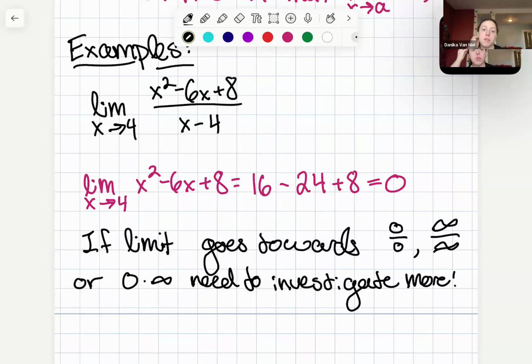So whenever we get something like 0 over 0, infinity over infinity, 0 times infinity, that just means that we need to do some more investigating. But investigating usually isn't too crazy, right? It just means maybe try factoring or try rewriting it some other way. Okay. So let's try factoring. What adds up to -6 but multiplies to +8? Well, -2 and -4.